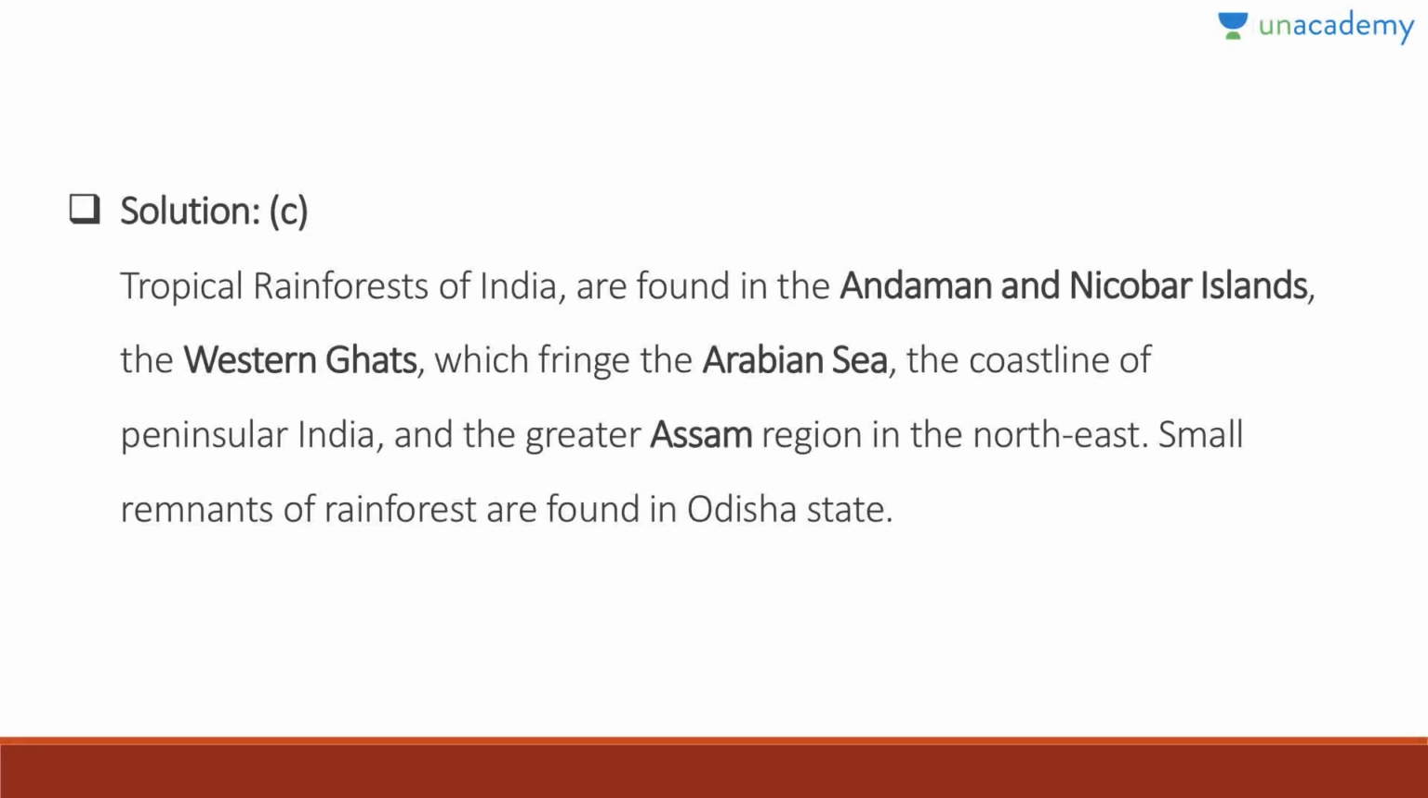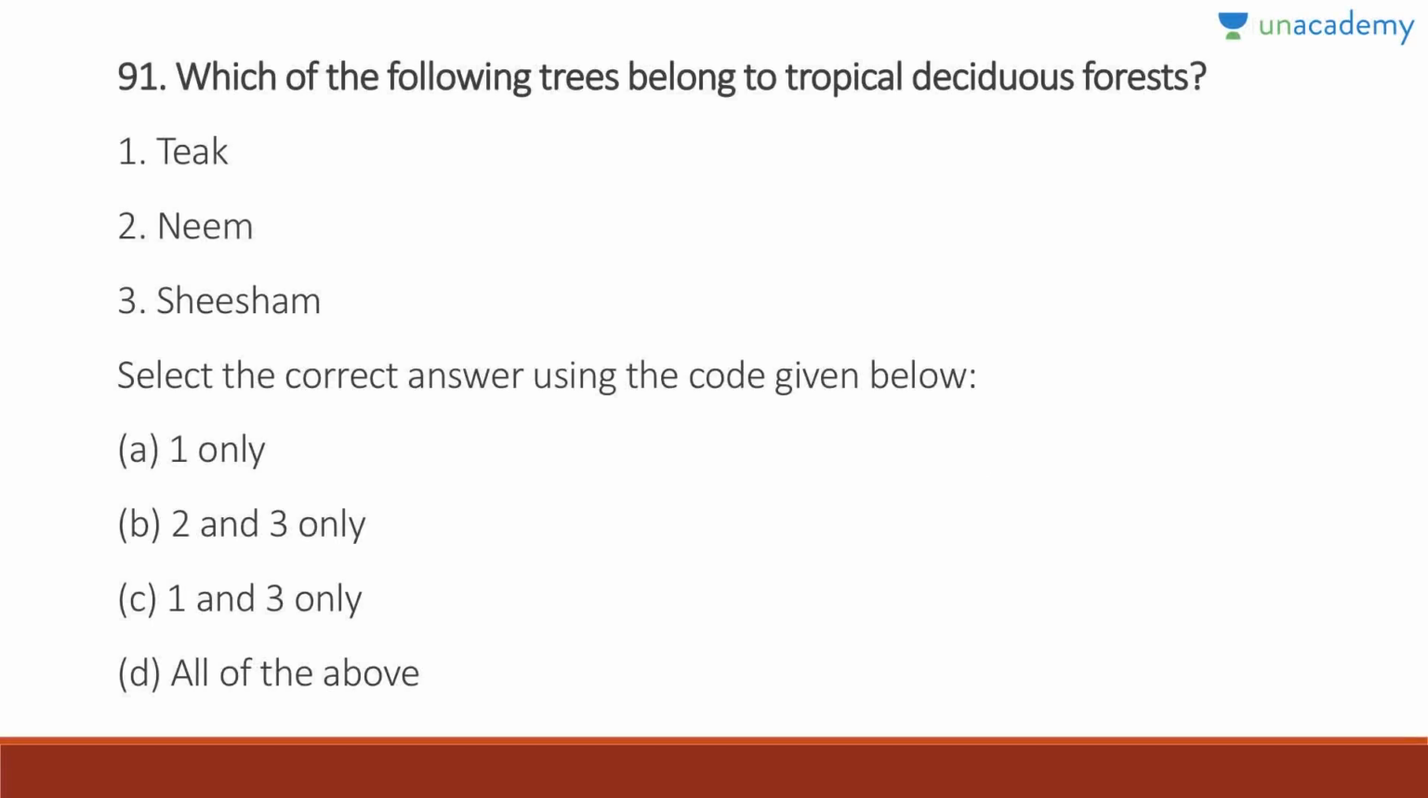So tropical rainforests are found in Andaman and Nicobar Islands, Western Ghats, which fringe the Arabian Sea coastline of peninsular India, Greater Assam region in the northeast, and small remnants of rainforest are found in Odisha state as well. Question number 91. Just remember these are based on class 6 NCERT. Additional information is not provided here.